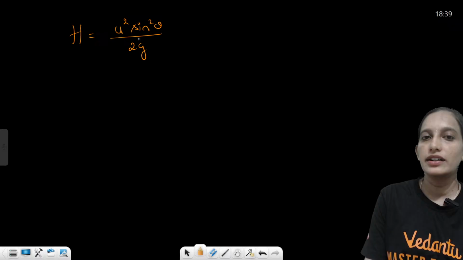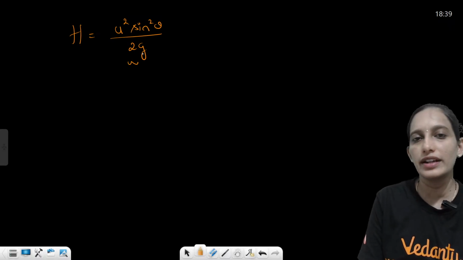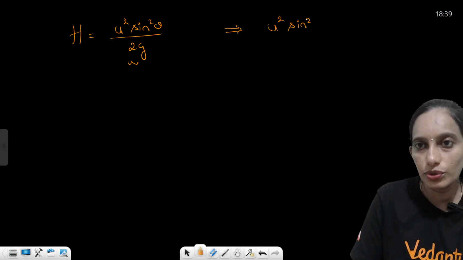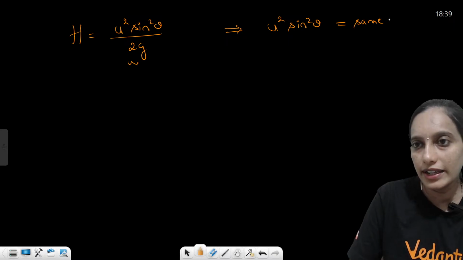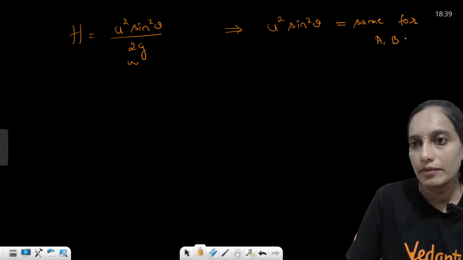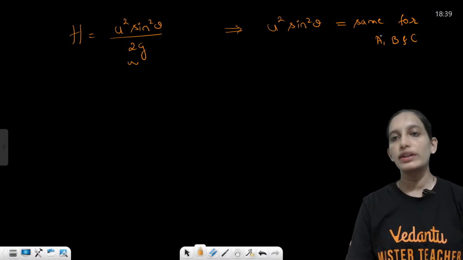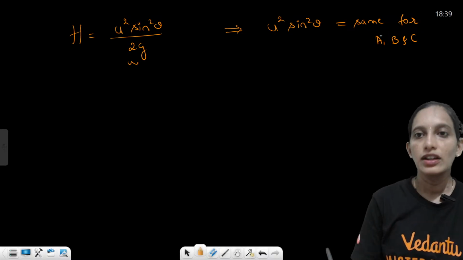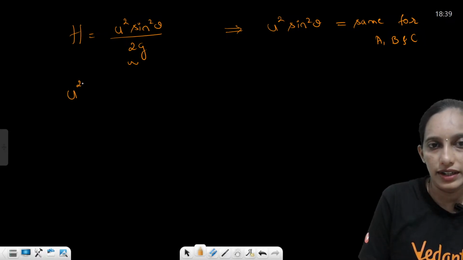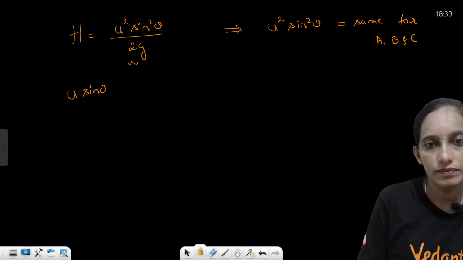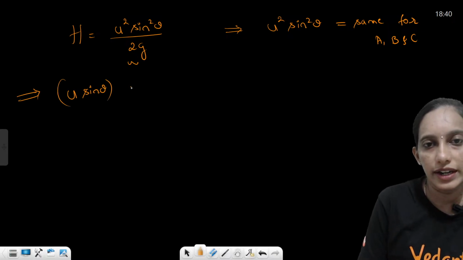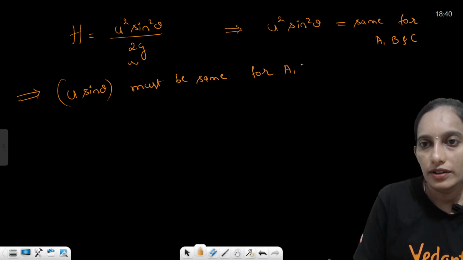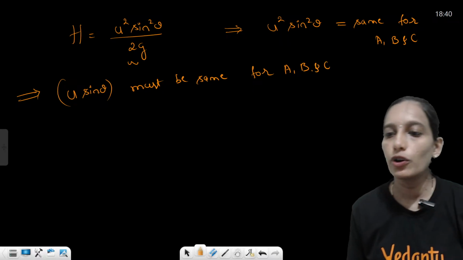Correct? Or from here, 2g anyway is a constant, right? Always. So we can say if the height reached is the same, u square sin square theta must be the same for A, B and C. Hope you agree. That product u square sin square theta must be the same for A, B, C. Then only the height reached will be the same. So if u square sin square theta is the same, we can also say u sin theta must be the same. That implies u sin theta must be the same for A, B and C. I hope you are agreeing with me.